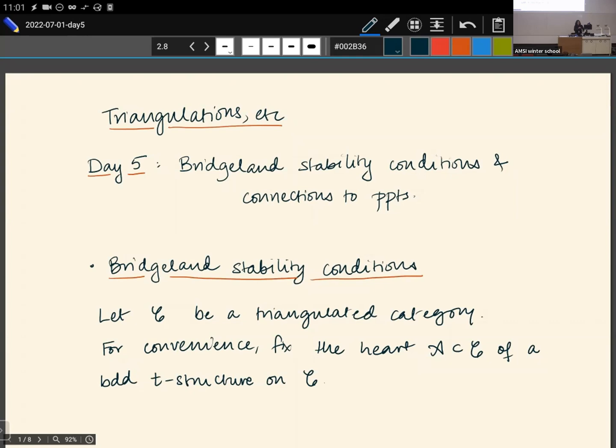Today I want to wrap up everything that I started on the first day. And as I mentioned yesterday, we have a little bit more technicalities to get through, but then I want to connect all of this stuff up, Bridgeland stability conditions on triangulated categories, blah, blah, blah, back to the pointed pseudo-triangulations that we saw in the first couple of lectures.